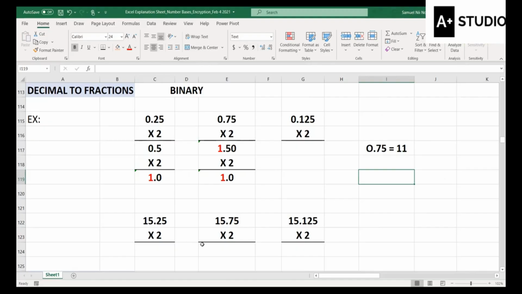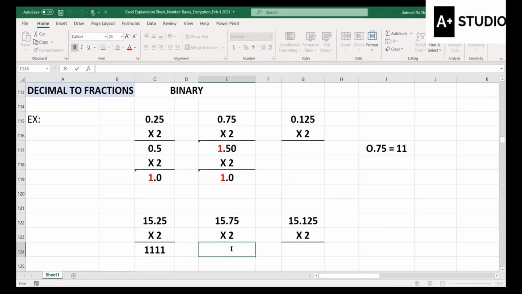Now, I'm going to leave this one for you to try. So, for example, this 15.25 is going to give you 15. When you convert it to base 2, it will give you 1111, 4 ones, and then 0.25 gives us 0.1. Let's try this and see. 0.75 is giving us 1.